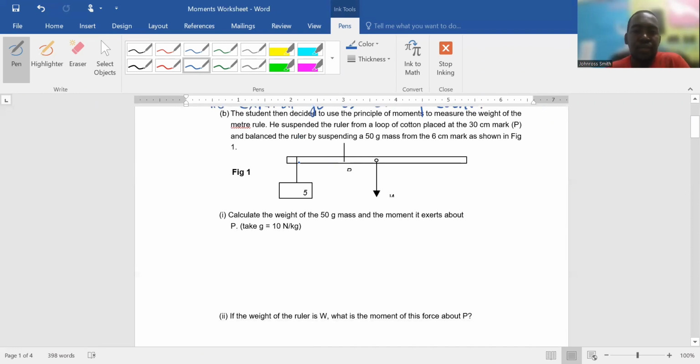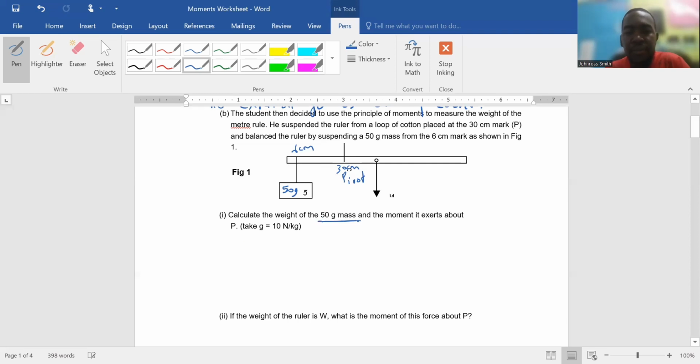It says that a student decides to use the principle of moments to measure the weight of a meter rule. He suspended the meter rule from a loop of cotton placed at the 30 centimeter mark, which is right here. So that's your pivot point. And he balanced the ruler by suspending a 50-gram mass from the 6 centimeter mark. So at the 6 centimeter mark, there was a 50-gram mass. The first question states: calculate the weight of the 50-gram mass.